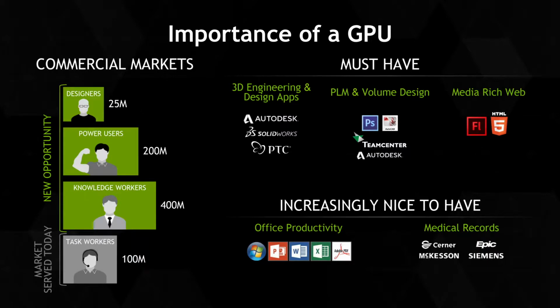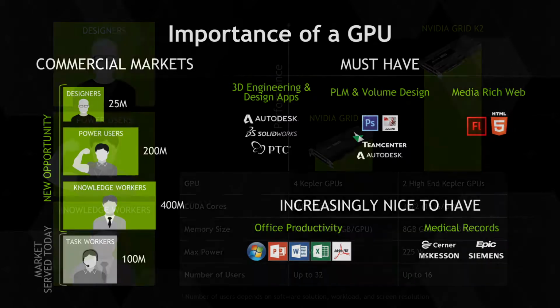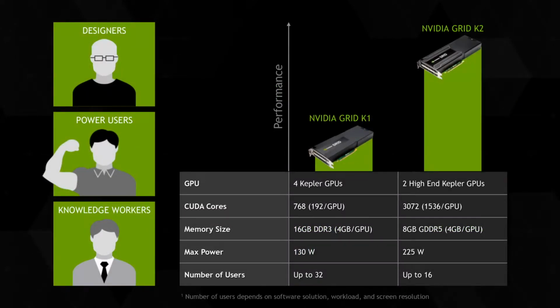So these are the cards that NVIDIA has released right now. They're the GRID K1 and the GRID K2. The K2 has 2 GPUs. They're high-end Kepler GPUs with a total of 3,072 CUDA cores. And each GPU, there are 2 GPUs, has 4 gigabytes of memory.